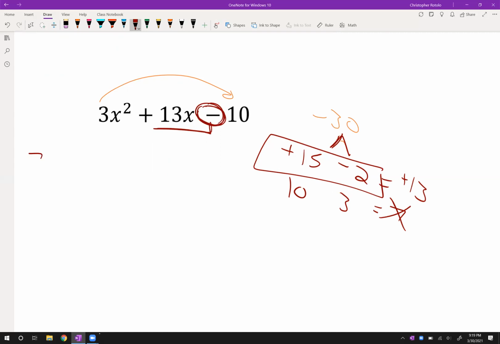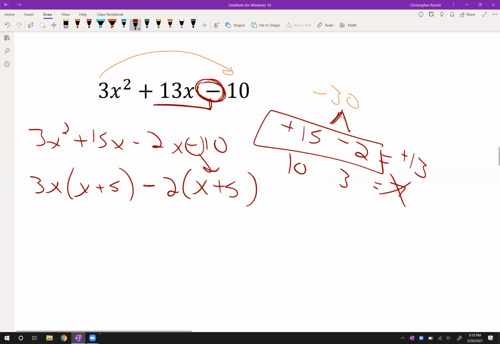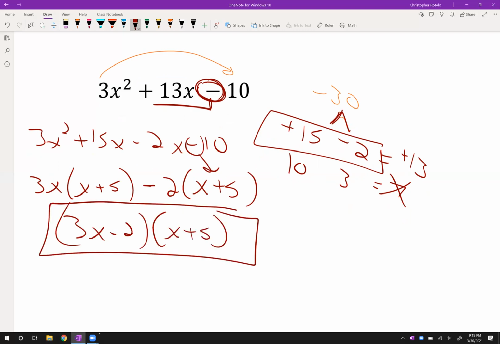So 3x squared plus 15x minus 2x minus 10. And then we're going to work with our factor by grouping. So 3x, so I'll get x plus 5. I need x plus 5, so I need a sign changer. So it's definitely negative. And 2 divided by 1 is 2. 10 divided by 5 is 2. So here we are. Now we should be looking at our answer. 3x minus 2 times x plus 5. All right, so 30. That's kind of a tricky one. So keep in mind that we have a couple of ways to do that.